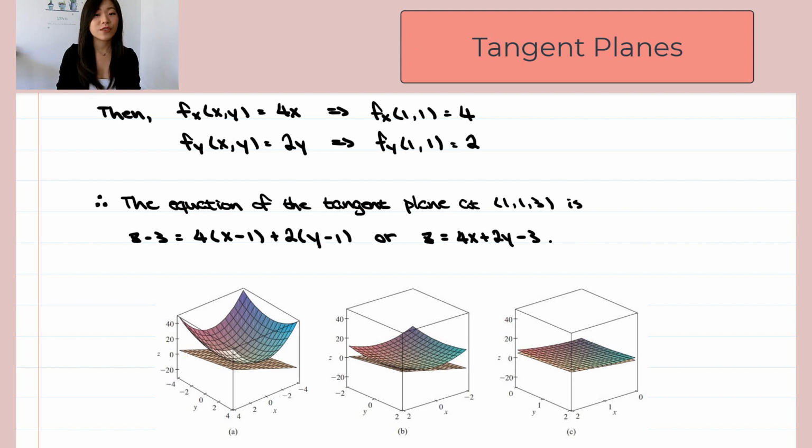And that will actually relate to the next lecture. In the next lecture, we are going to use the tangent plane to do a linear approximation.